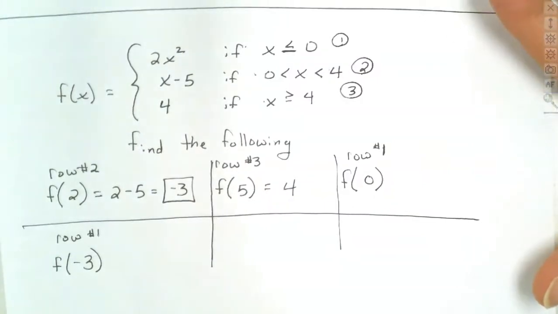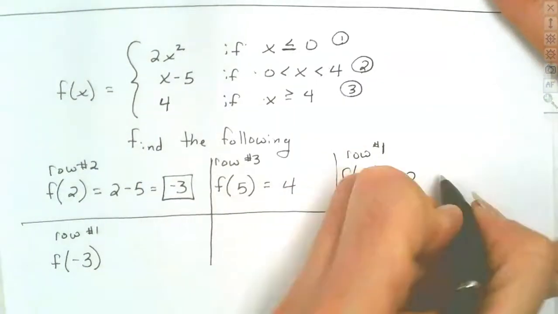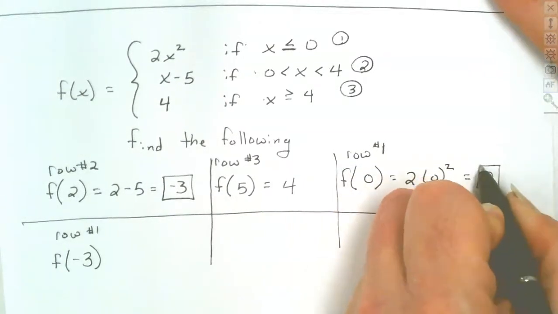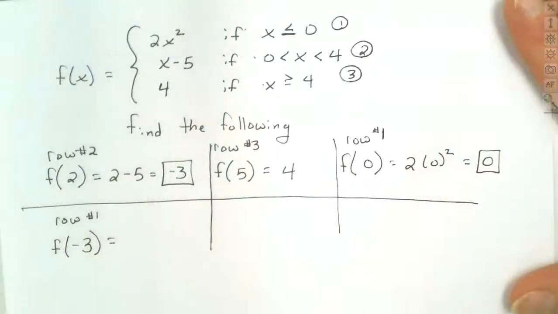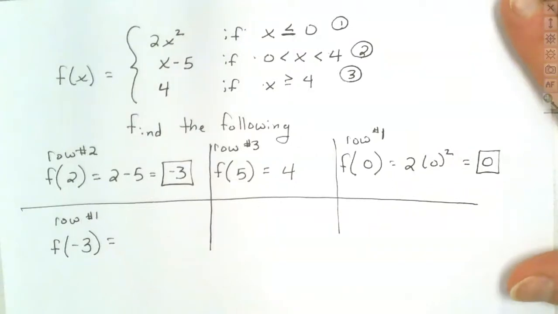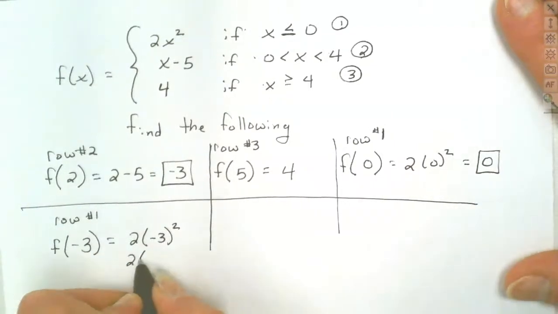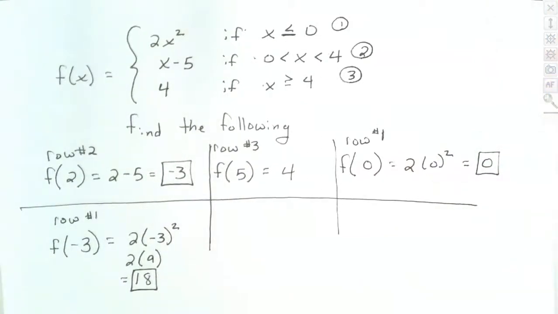What about f of 0? Well, f of 0 is row 1. So that's 2 times 0 squared, which is again 0. And then finally, what about f of negative 3? Well, f of negative 3, that's row 1 again. So that's 2 times negative 3 squared, which is 2 times 9, which is positive 18. Okay? So let's now go ahead and take a short break.